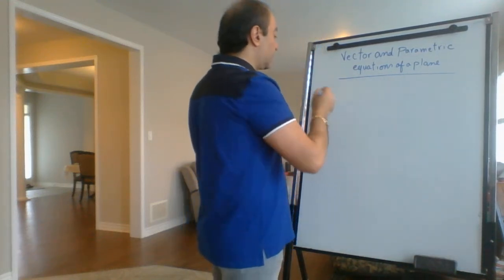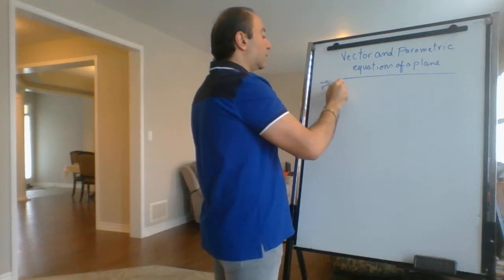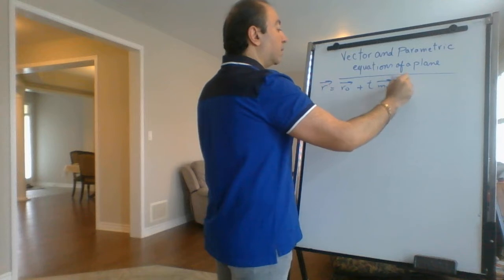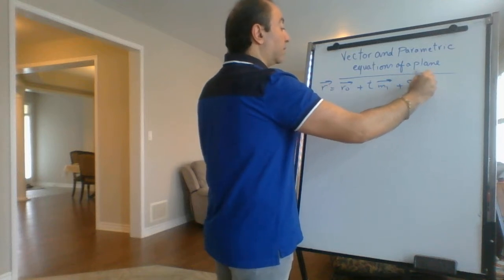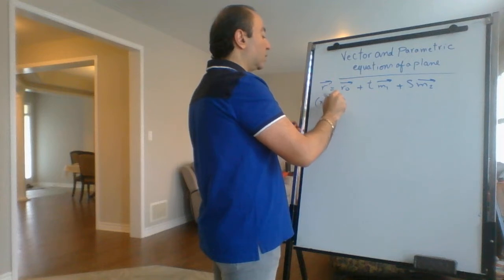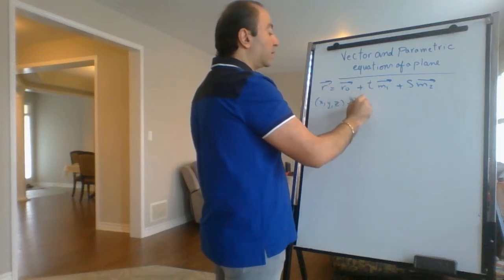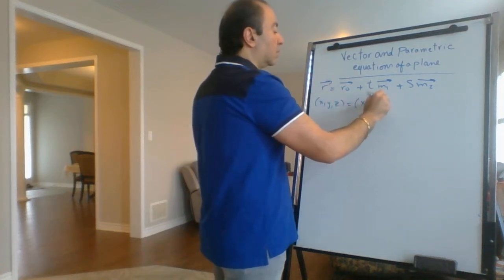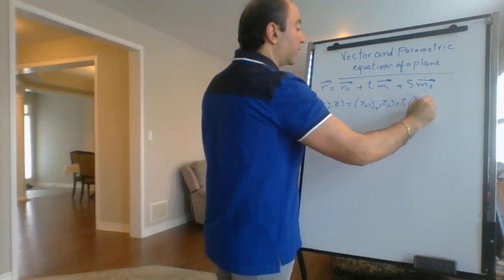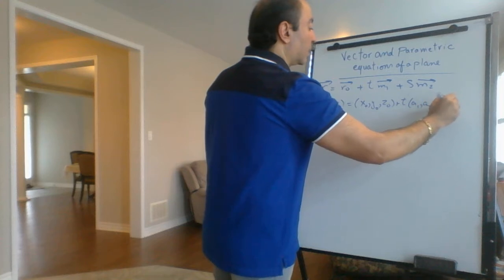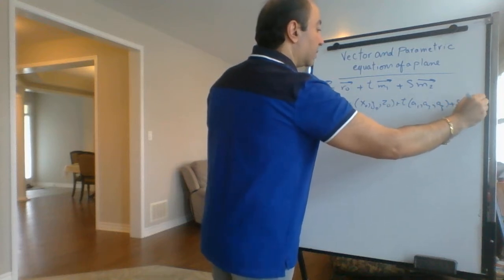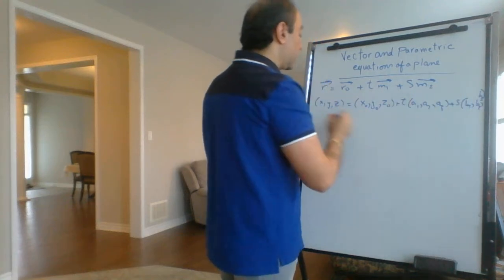So, as we said, r equals r sub 0 plus t times the direction vector 1 plus s times the direction vector 2. This is x, y, z, coordinates of any point on the plane. This is the point we know. And this is the components of the first direction vector. And this is the components of the second direction vector.